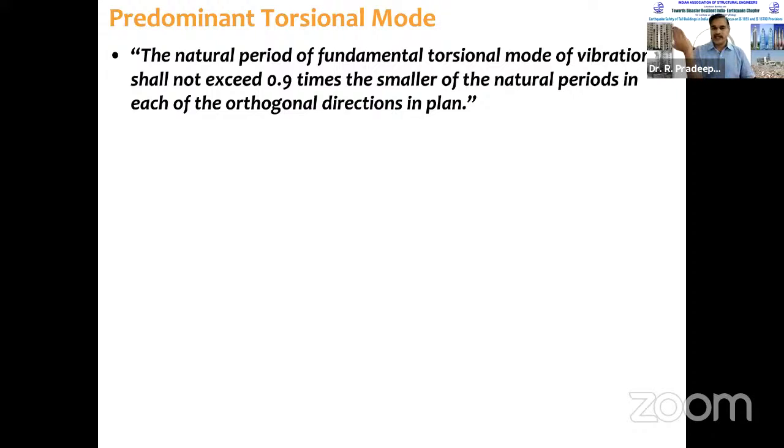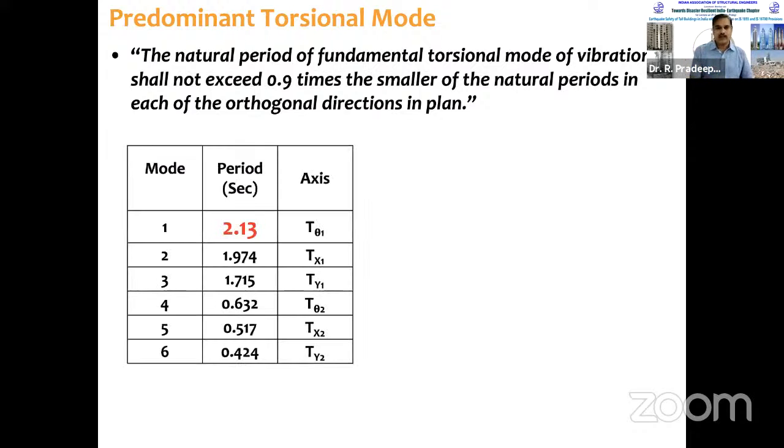So if we take the x direction and y direction, whichever is smaller, the torsional mode should not be more than 0.9 times the smaller of these two translational directions. As an example, one of our students conducted this. You can see these are the mode shapes: first mode, second mode, third mode, like that, up to 6 modes are given here. And then these are the periods, according to which they are numbered.